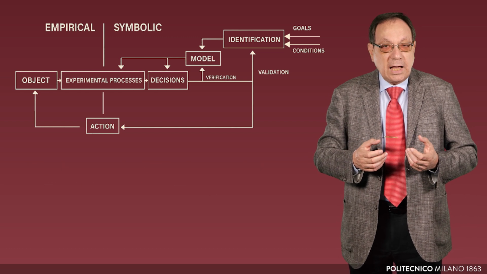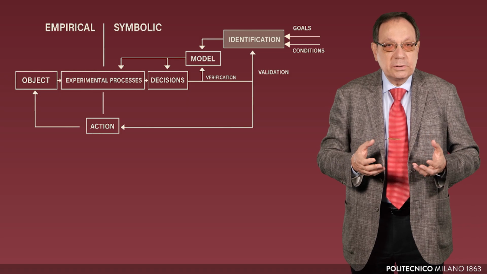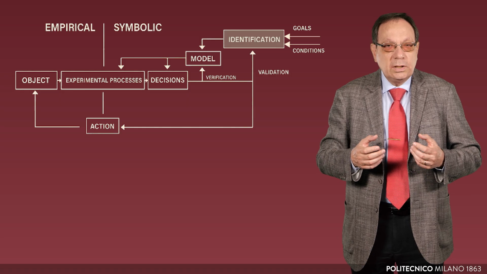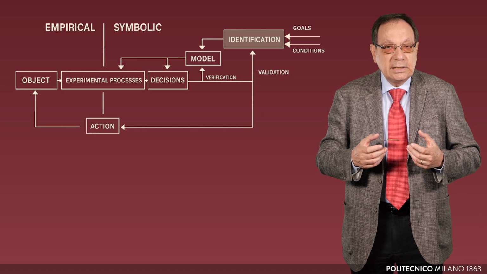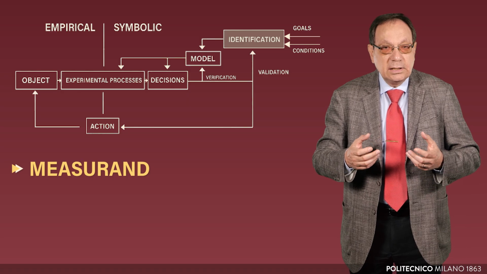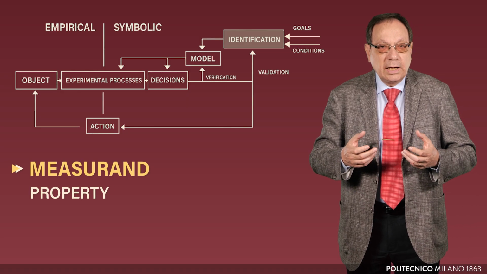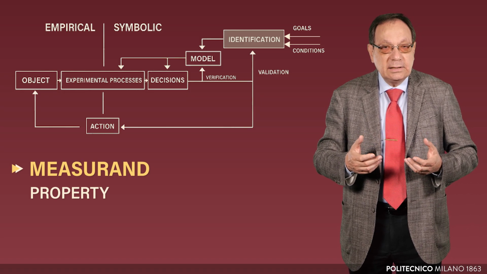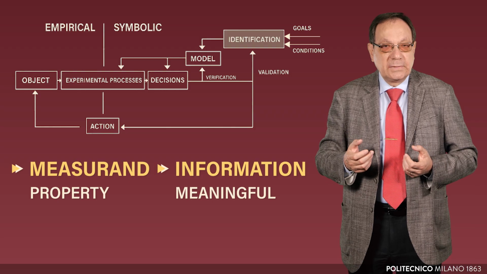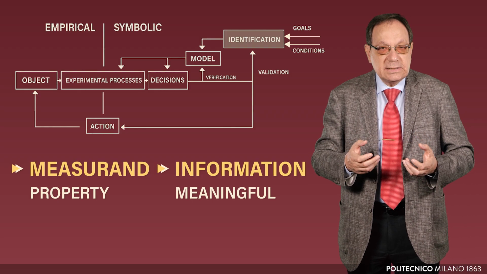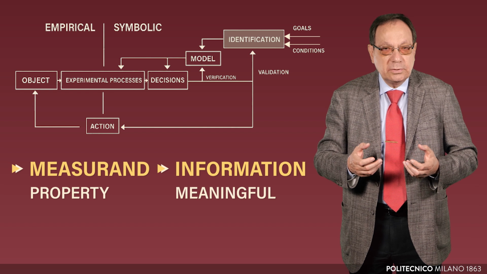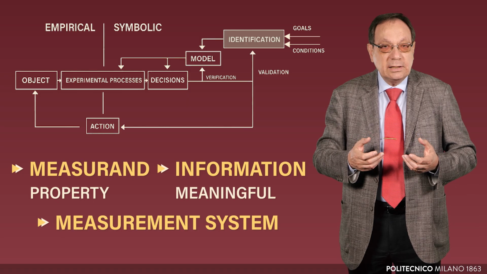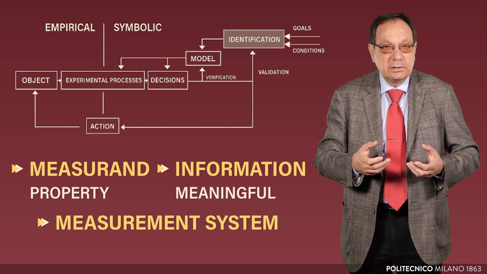The first element is identification. First and foremost, it is essential to define objectives and conditions. Only after their definition can we identify the measurement, that is, the property best suited to achieving our goals, or rather, the one capable of providing the most meaningful information. Next, it is also necessary to identify the most suitable measurement system, that is, the one which allows us to obtain the best possible information about the measure.